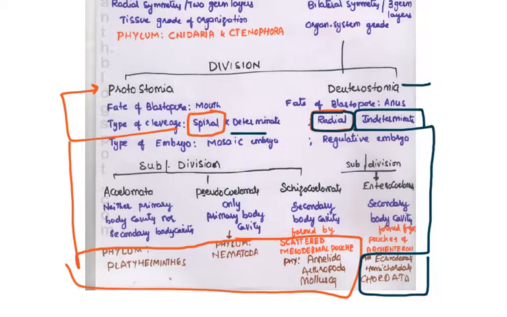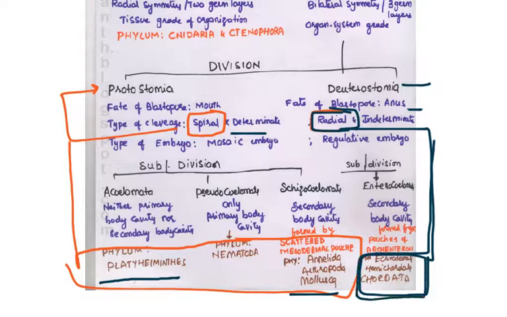Spiral and radial. If the cleavage patterns are oblique to the polar axis, we say such kind of cleavage is spiral cleavage. Examples are from phylum Platyhelminthes to Mollusca. And if the cleavage patterns are radial, we call such cleavage radial cleavage, which belongs to division Deuterostomia. Phyla examples: Echinodermata, Hemichordata, and Chordata are the examples for radial cleavage.